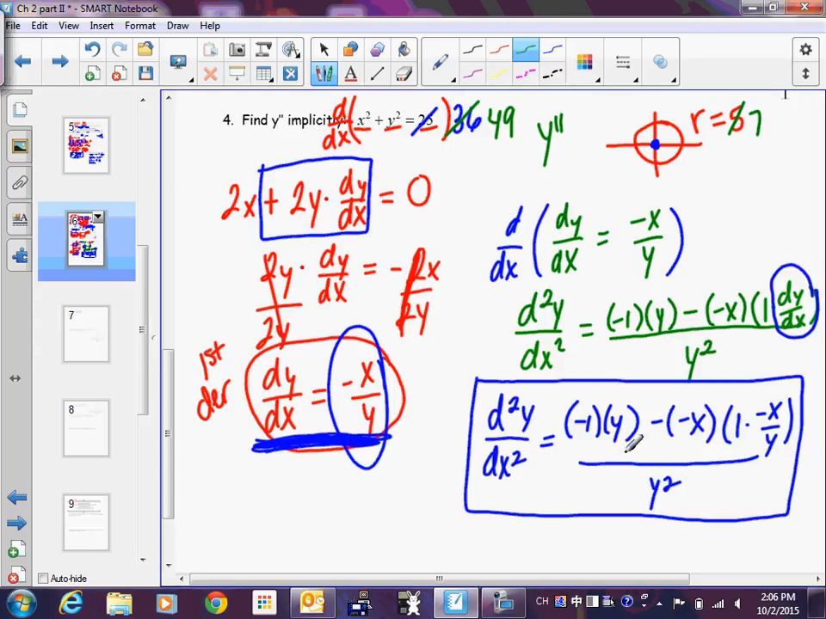Where did you get the dy over dx from? Because I took the derivative of the bottom. Right? In quotient rule, derivative of the top times the bottom minus the top times derivative of the bottom. When I took derivative of that y, I got a 1. And since I took derivative of a y term, it's dy over dx. Every time you derive a y term, you got to go times dy over dx. Okay, so that's it for today.